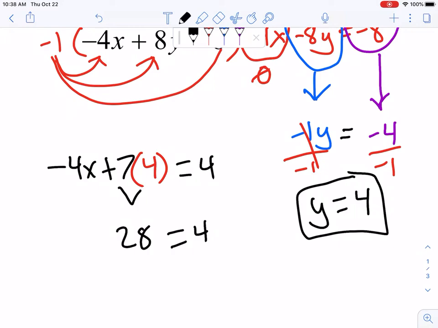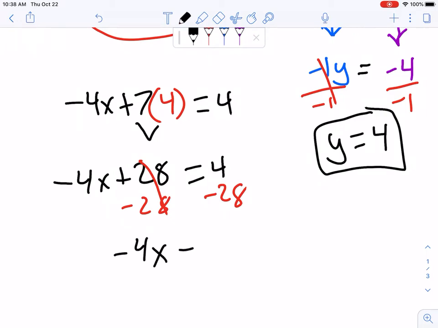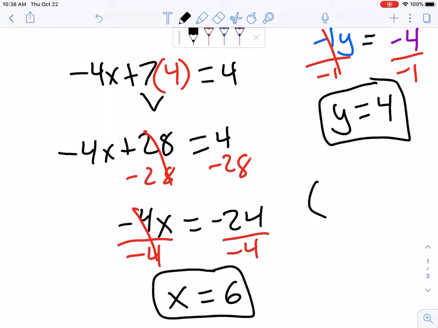Rewrite everything. Now I have a two-step equation, so I can subtract 28 from both sides to get negative 4x equals negative 24. I can now divide negative 4 to both sides, get those to cancel out, and x is equal to 6. So, as an ordered pair, we would write this x, comma, y. 6, comma, 4.